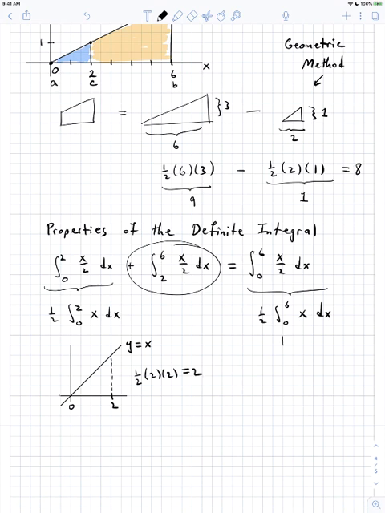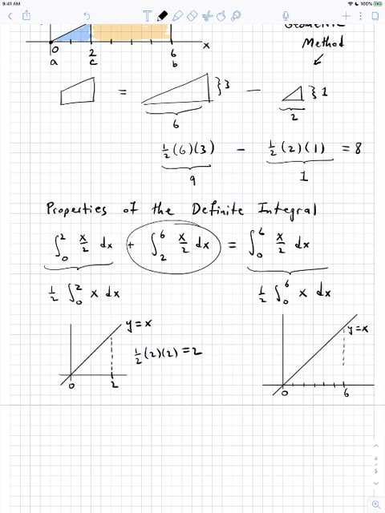Now over here we have the same sort of thing, but now we're looking at the interval from 0 to 6. 0, let's do 1, 2, 3, 4, 5, 6, like so. But it's still the same line, this line, y equals x. And of course, once again, we can compute the area. So the area here is 1/2 times 6 times 6, which is, of course, 6 times 3 is 18.